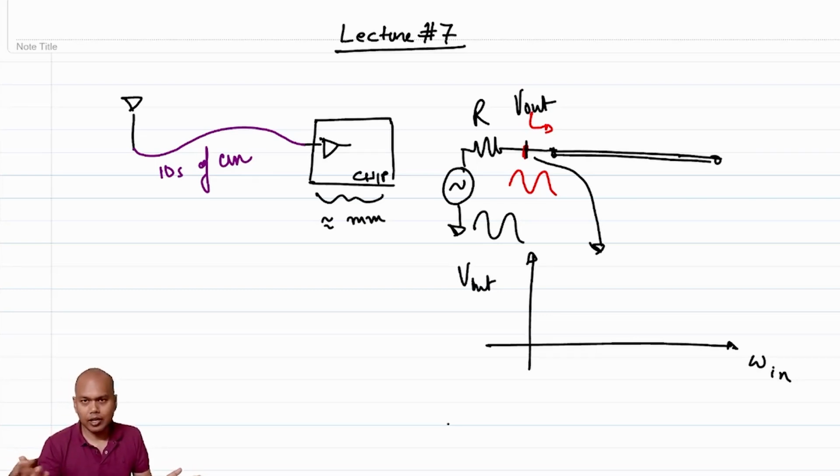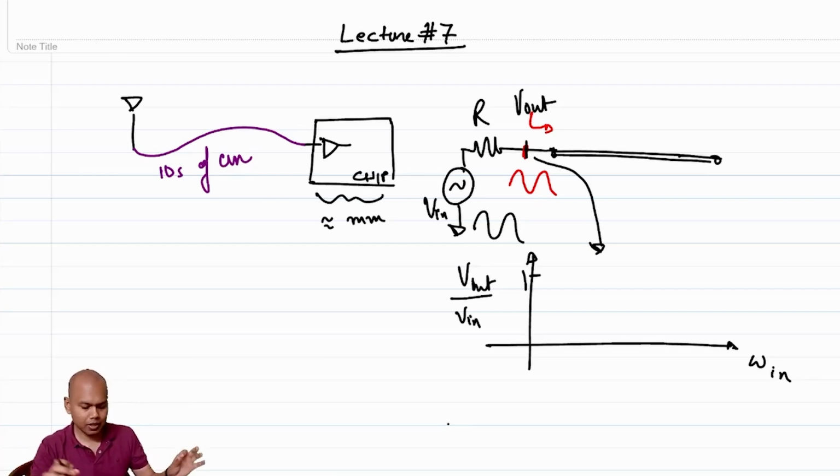At DC, at very low frequency, V out should be equal to V in, right? So if I plot V out over V in, you should get some 1, right? But as you sweep the frequency, this is just an observation: if you go to the lab, do this experiment, and connect this V out to a spectrum analyzer, you will see that it starts dropping, and after a certain frequency, it actually drops to 0.